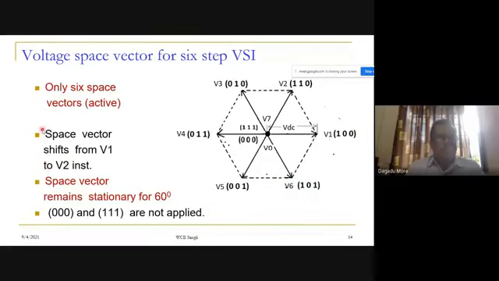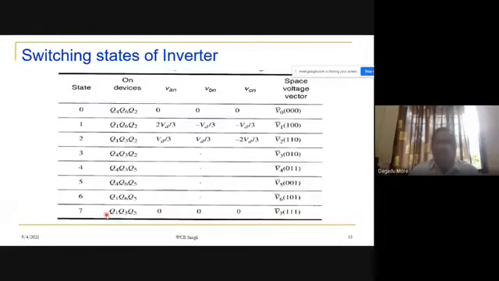We have shown here the space vector moving from V1 to V2 instantaneously. At V2 it remains 60 degrees, and again it instantly moves from V2 to V3. At V3 it remains 60 degrees. So the space vector remains stationary for 60 degrees, and we have seen that in the case of the 180 degrees mode of conduction, we don't apply these inactive states. We can't apply these.